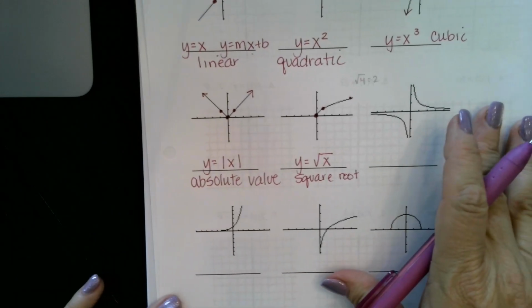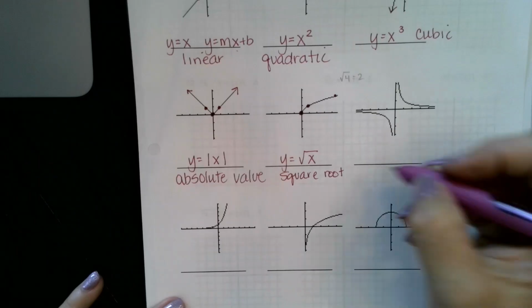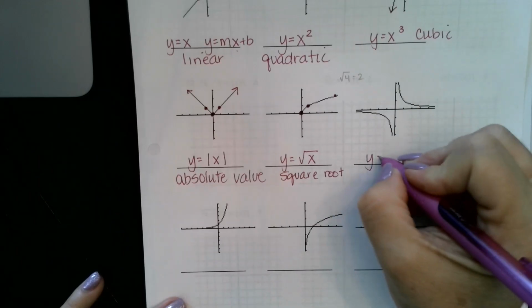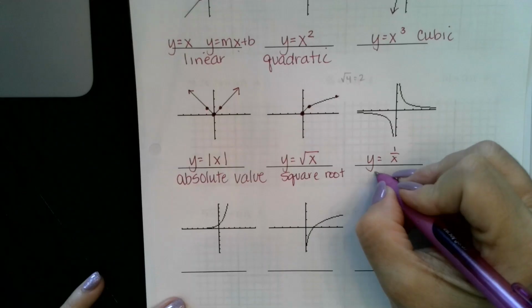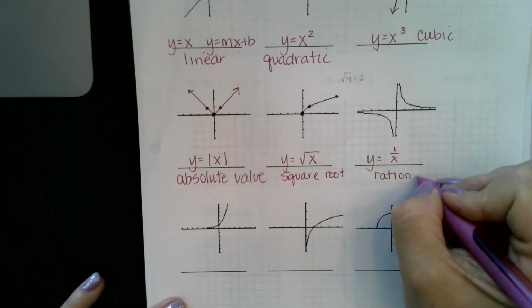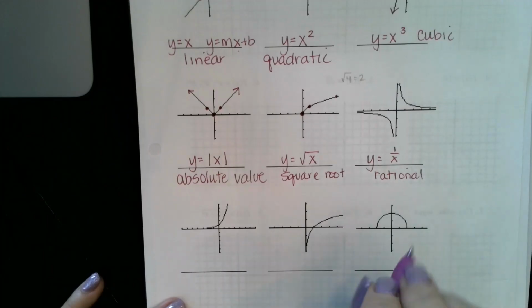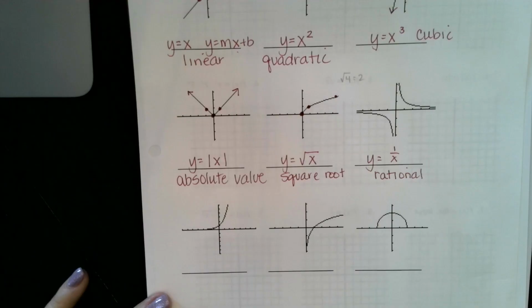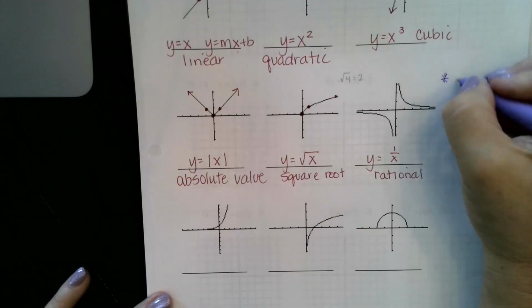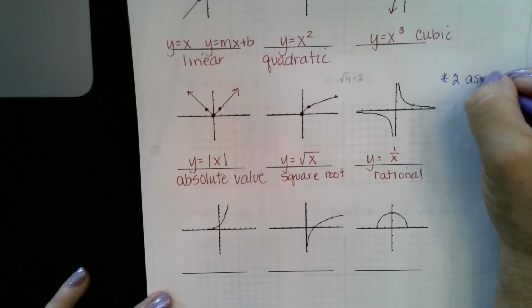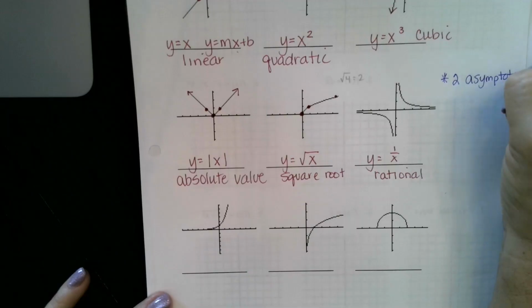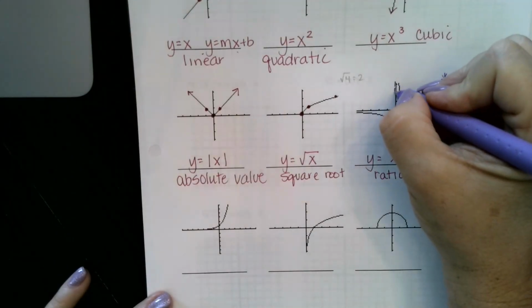Okay, so here's one. We've done this, but this is going to get more complex now. So we have 1 over x, and this is called a rational function. If you remember, rational is a fraction. That's what we have here. So this is our rational function. Now, there's something that's missing on this function. So in this case, what we have on this function is we have 2 asymptotes. We have one that goes in this direction.